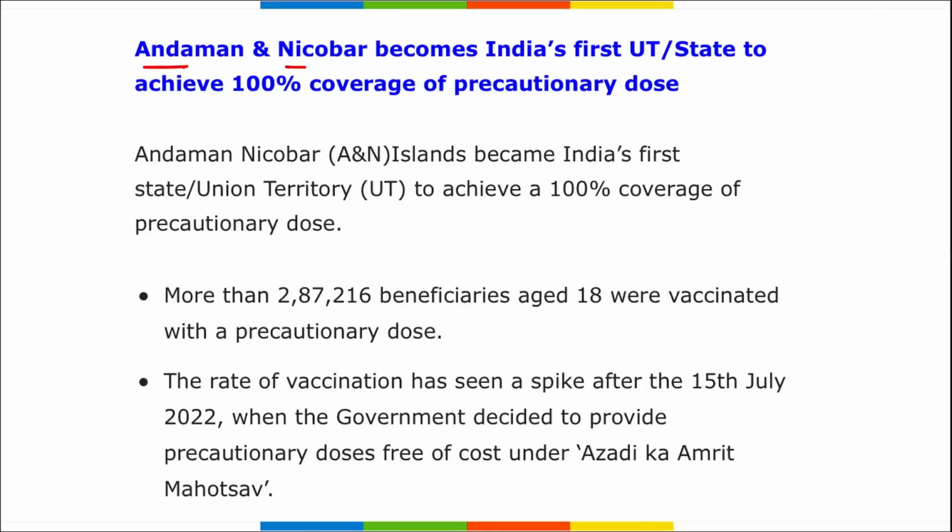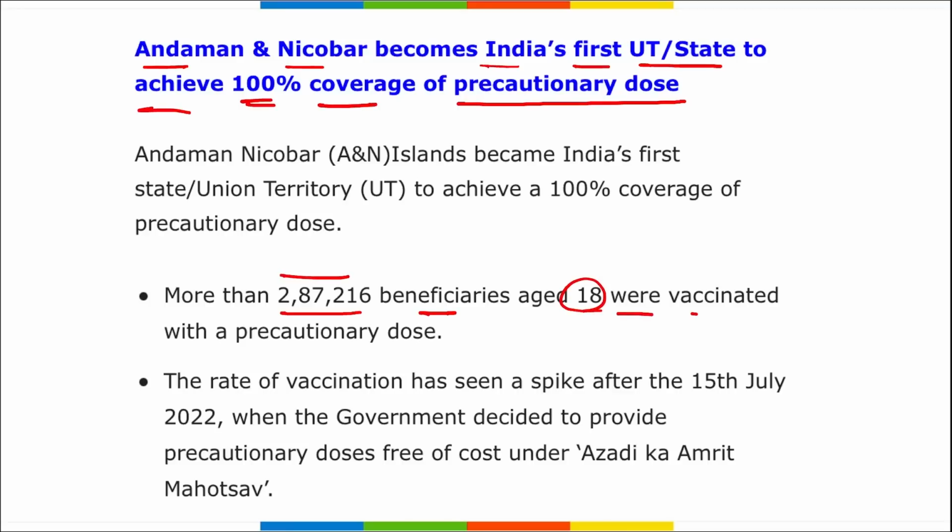Next, Andaman and Nicobar became India's first union territory to achieve 100% coverage of precautionary dose. I repeat, Andaman and Nicobar Islands became India's first union territory to achieve 100% coverage of precautionary doses. More than 2,87,216 beneficiaries aged 18 and above were vaccinated with a precautionary dose. The rate of vaccination has seen a spike after the 15th of July 2022, when the government decided to provide precautionary doses free of cost under Azadi Ka Amrit Mahotsav.